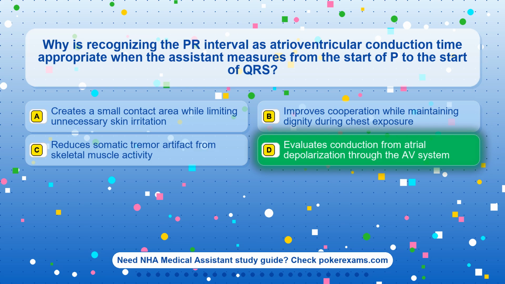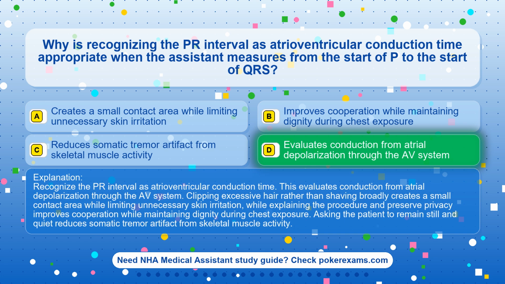The correct answer is option D. Evaluates conduction from atrial depolarization through the AV system. Recognize the PR interval as atrioventricular conduction time. This evaluates conduction from atrial depolarization through the AV system. Clipping excessive hair rather than shaving broadly creates a small contact area while limiting unnecessary skin irritation. Explaining the procedure and preserving privacy improves cooperation while maintaining dignity during chest exposure. Asking the patient to remain still and quiet reduces somatic tremor artifact from skeletal muscle activity.